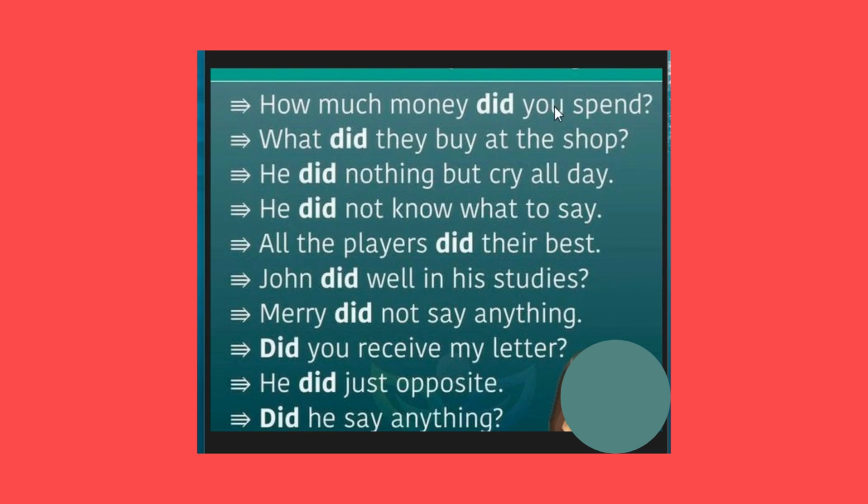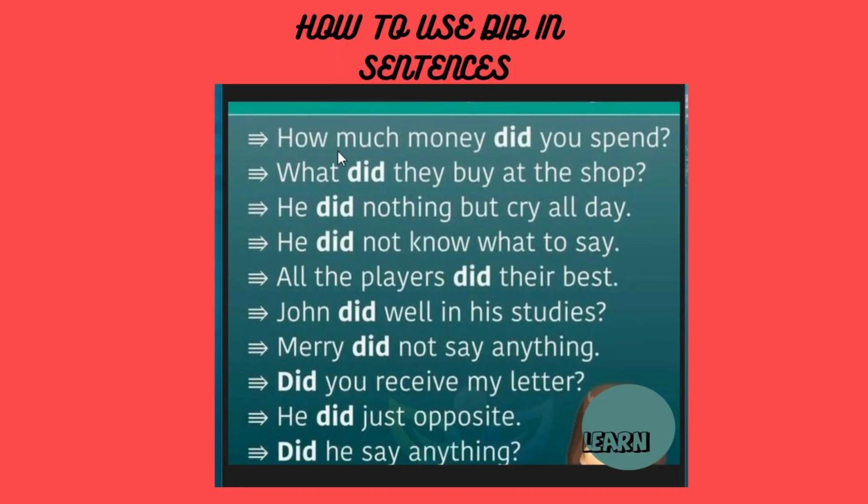I'm going to explain how to use did in sentences. First one: how much money did you spend? We use did. Did is the past form of the verb do, an irregular verb. When we want to use it in the past time, it becomes did. And the past participle is done.